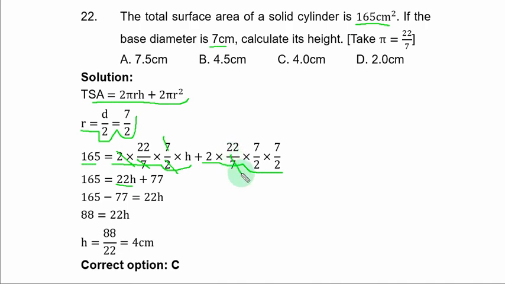Then from here, 7, we cancel 7. Now 2, we remove 2. You divide 22 by 2, you have 11. 11 times 7 is 77. Collect like terms, you have 165 minus 77 equal to 22h. You have 88 equal to 22h. To get h, divide both sides by 22 and you have h equal to 88 over 22, and that is 4 centimeters. C is the correct option.